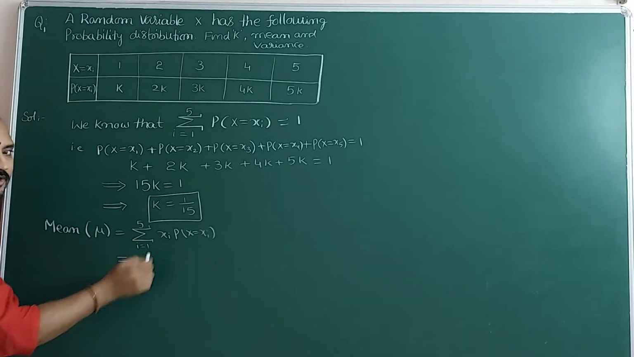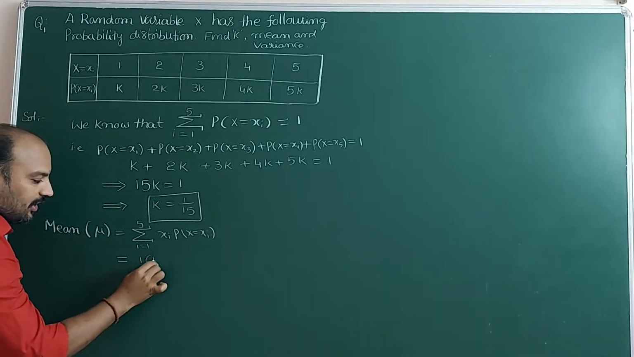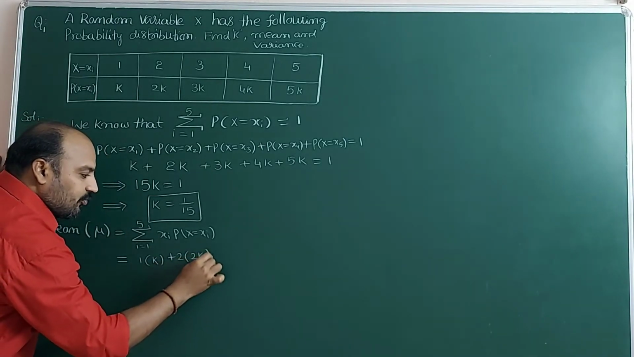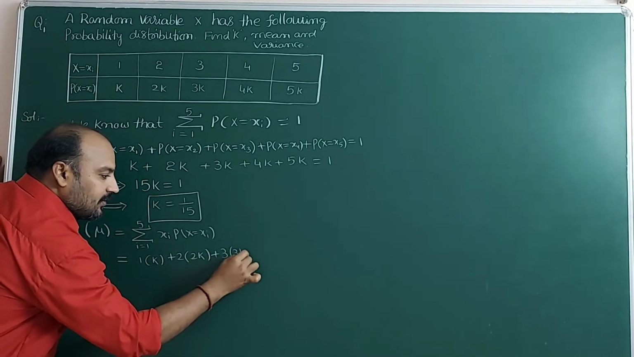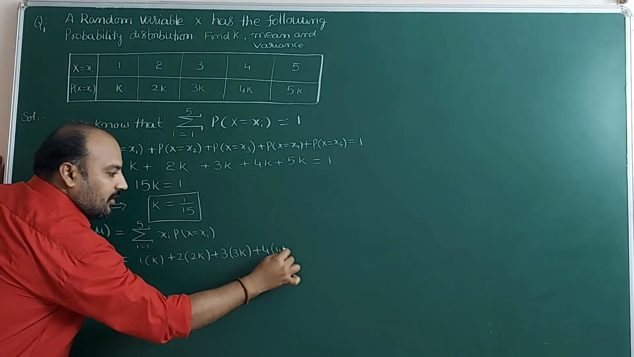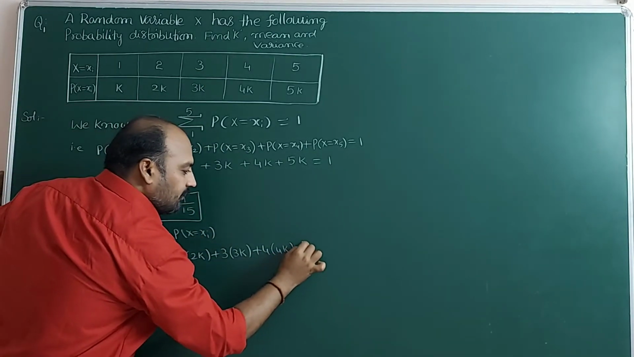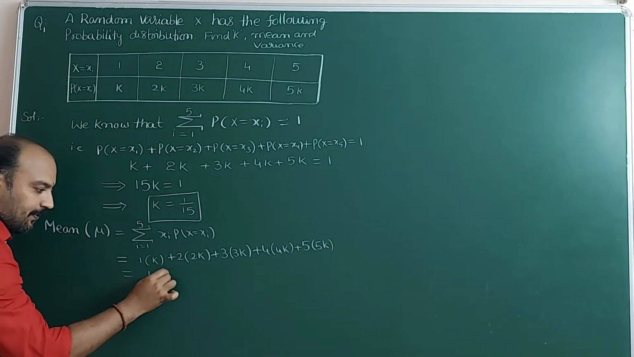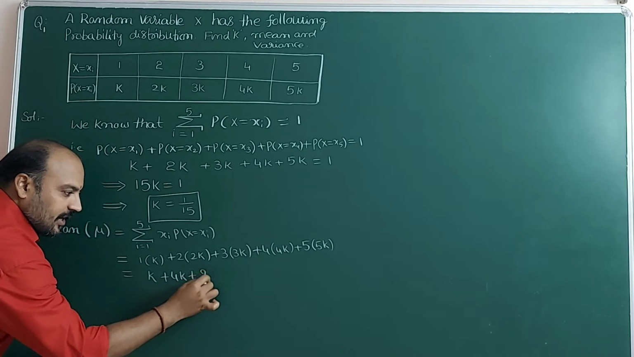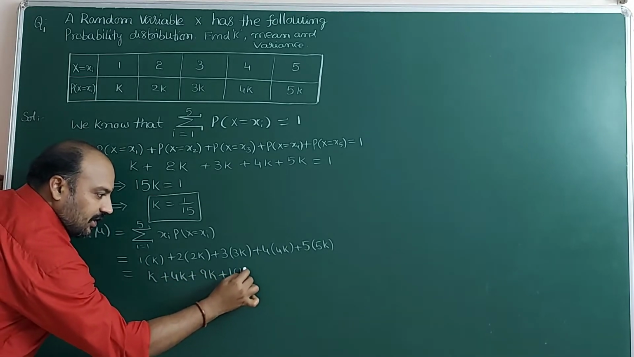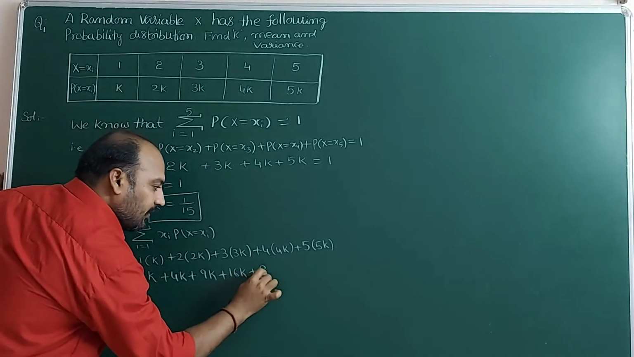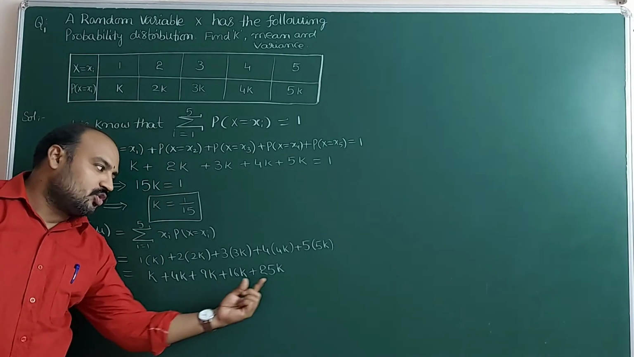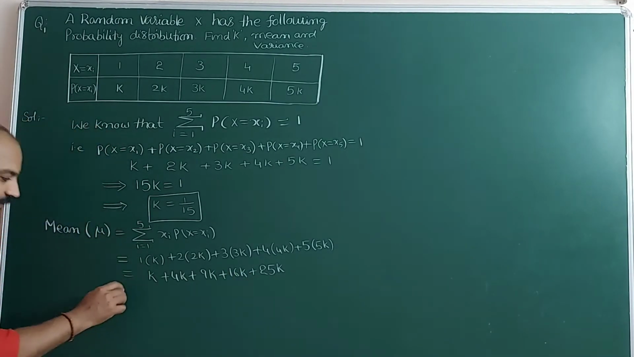So that's what I am writing here. 1 into k, I hope you understand it, students, plus 2 into 2k plus 3 into 3k plus 4 into 4k and 5 into 5k. So which is equal to k plus 4k plus 9k plus 16k plus 25k. 16 plus 9, 25, 50k plus 5k, 55k.